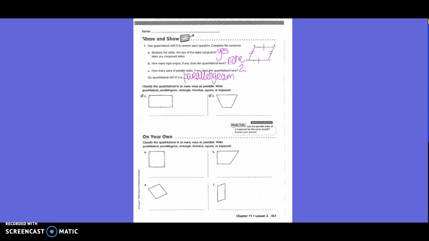Classify the quadrilateral in as many ways as possible. Write quadrilateral, parallelogram, rectangle, rhombus, square, or trapezoid. So number 2, what could that be? Rectangle. A rectangle. We know for sure it's a what? Quadrilateral, because it has how many sides? 4. And then you guys said a rectangle, right? What else? There's one more that it could be. Parallelogram. A parallelogram.